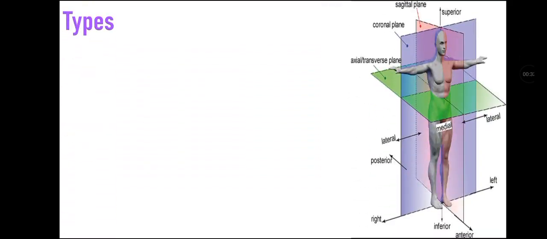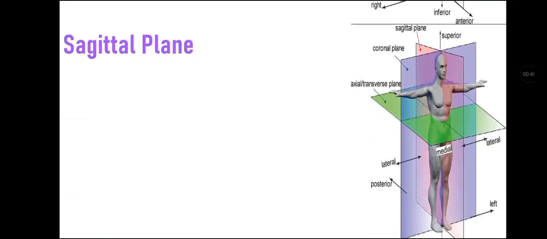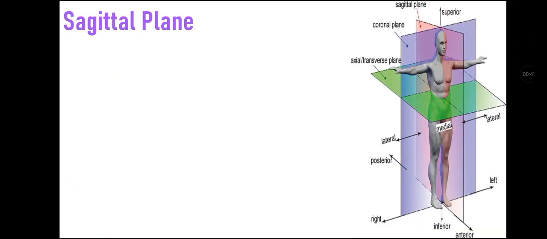Now let's talk about types of anatomical plane. They include sagittal plane, frontal plane, and transverse plane. There are three main types of anatomical plane, and one more plane we have is the oblique plane, that is also called the accessory anatomical plane. Now let's talk about these planes one by one.